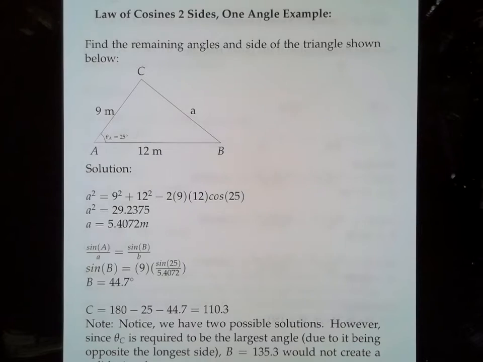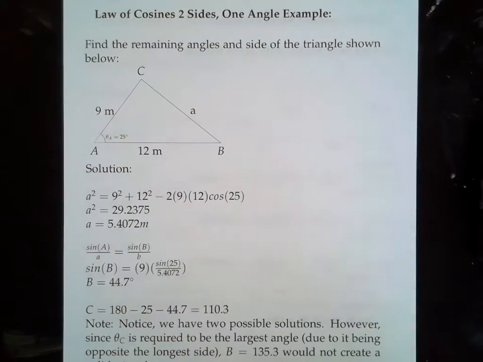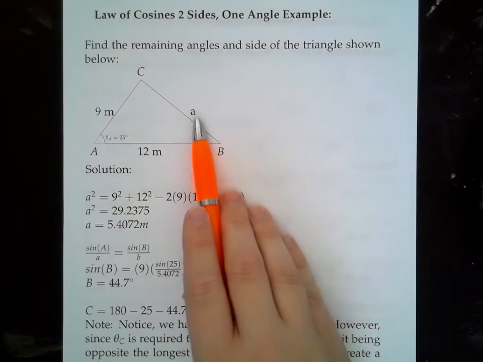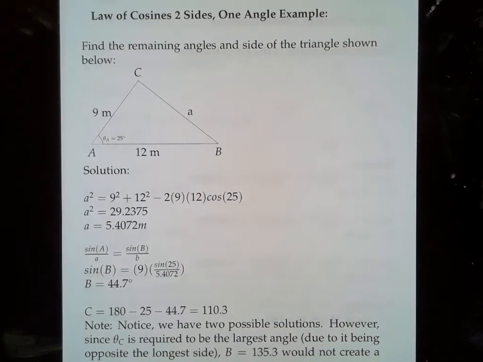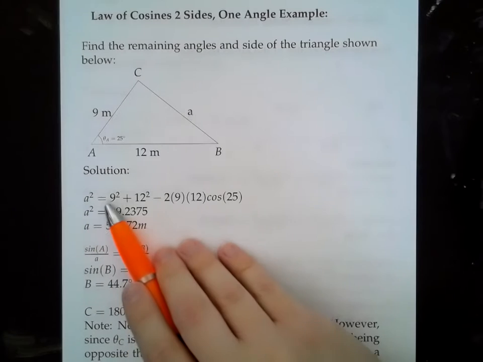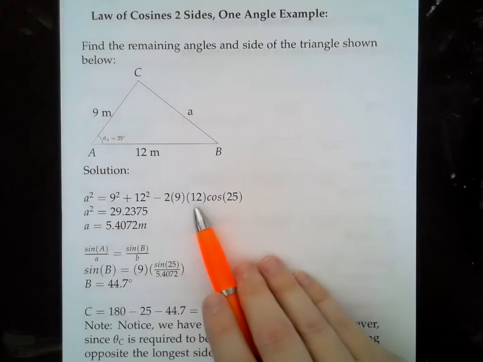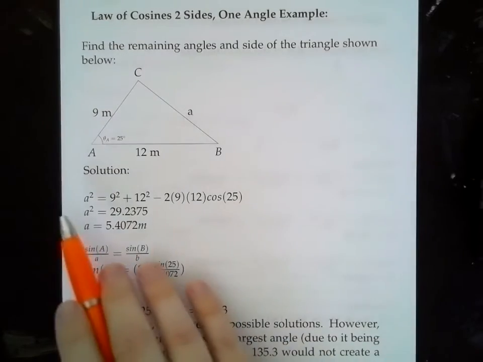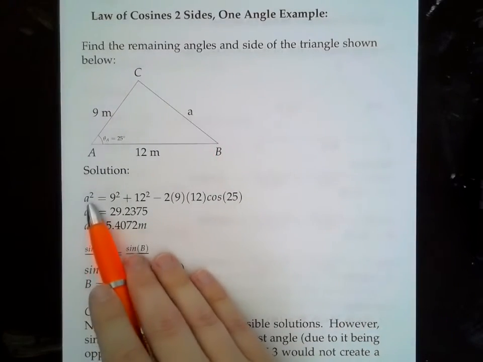So the first thing that I'm going to do is, if I have two different sides, I'm going to use the law of cosines to solve for that last side. This is what I usually do: I start with finding all the sides, and then I go and work for the interior angles. So I'm going to use a squared is equal to 9 squared plus 12 squared minus 2 times 9 times 12 times cosine of 25, which again is just one of those formulas, but since I'm solving for a, I need to do this by solving for a squared.